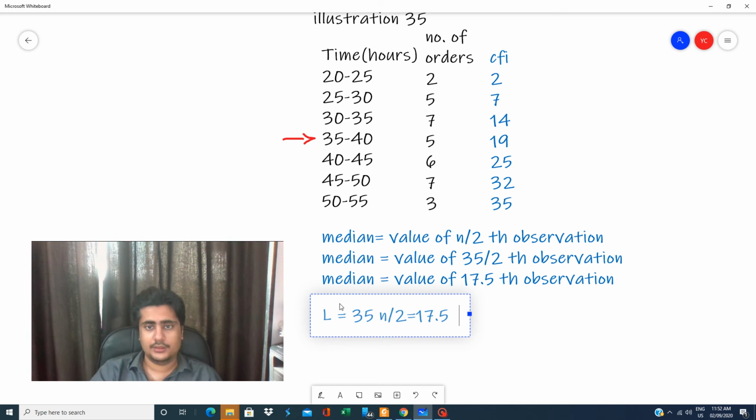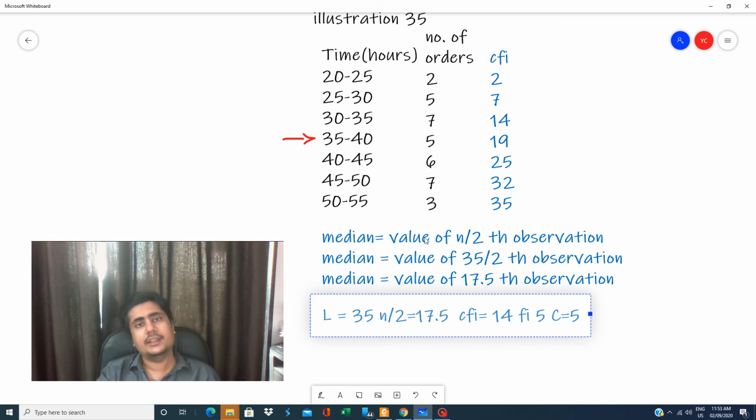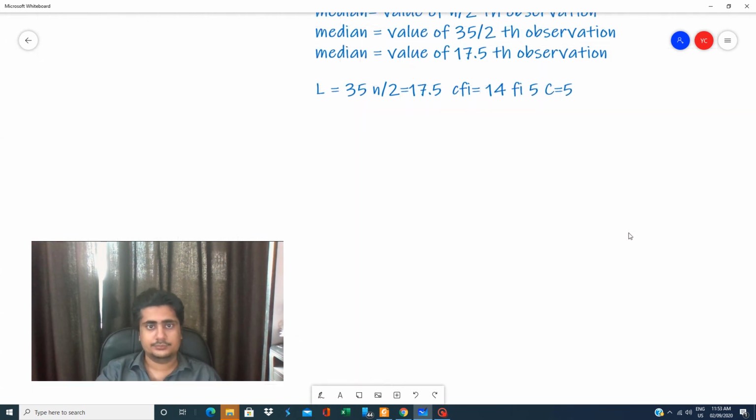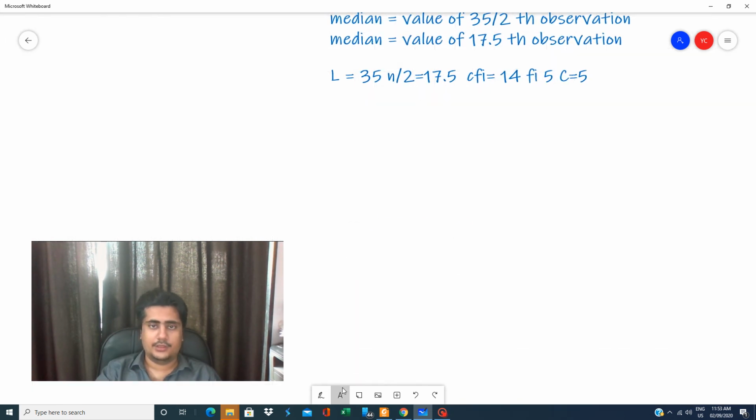Then CFI we always take of the previous class. Frequency we always take of the same class, and class length is equal to 5. So with this data I need to find the median. So now let us find the median.